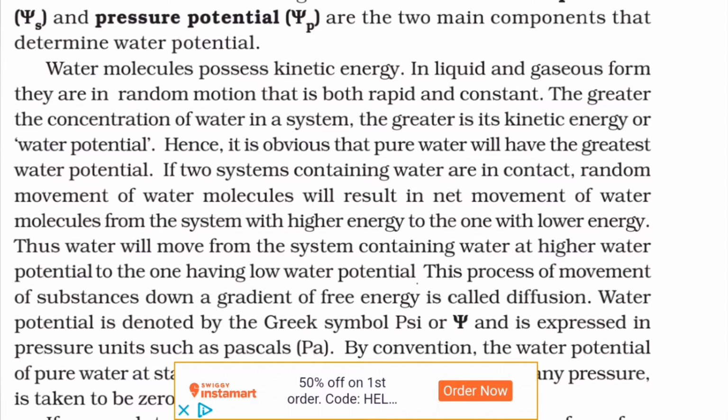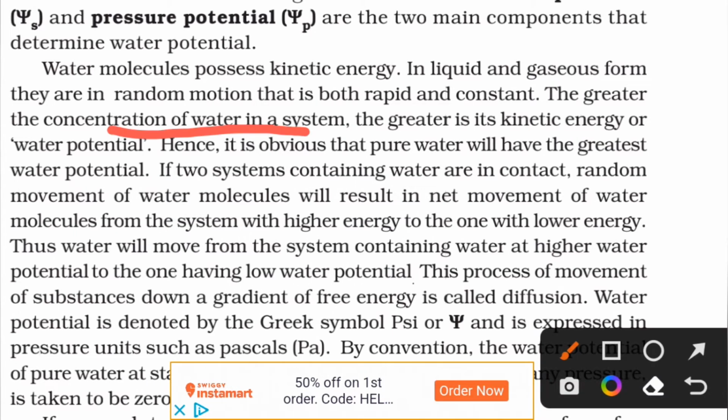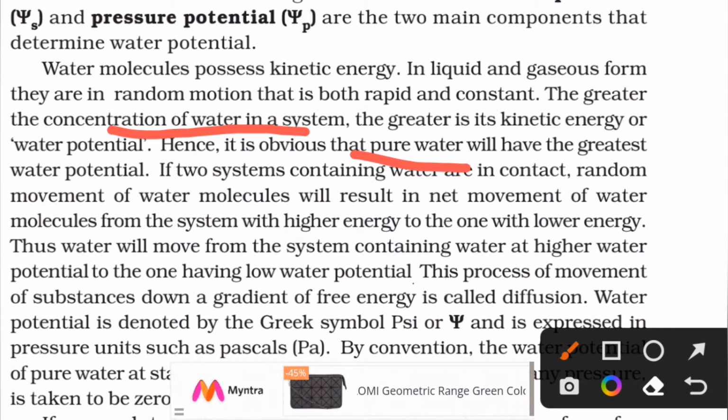Wherever the concentration of water is higher, the kinetic energy is greater, which means the movement will be greater, hence the water potential also will be more. In the case of pure water, the water potential is always zero, at standard temperature and pressure.